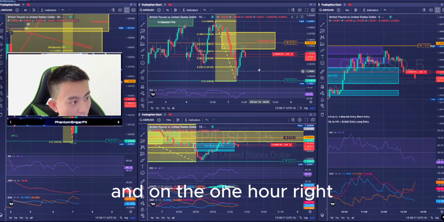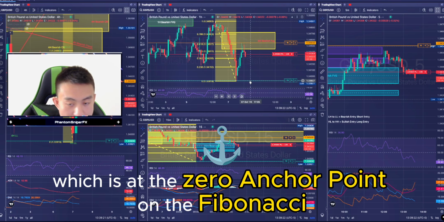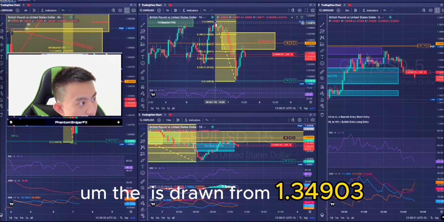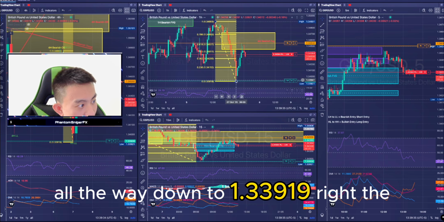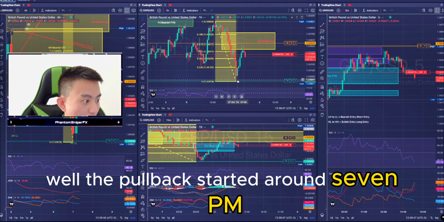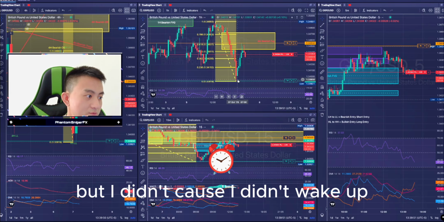And on the 1-hour, we're targeting the next liquidity zone, which is at the 0 anchor point on the Fibonacci retracement. So the pullback is already done, right? The Fibonacci is drawn from 1.34903 all the way down to 1.33919, right? The pullback started around 7 p.m. I could have traded that this morning, but I didn't, because I didn't wake up.